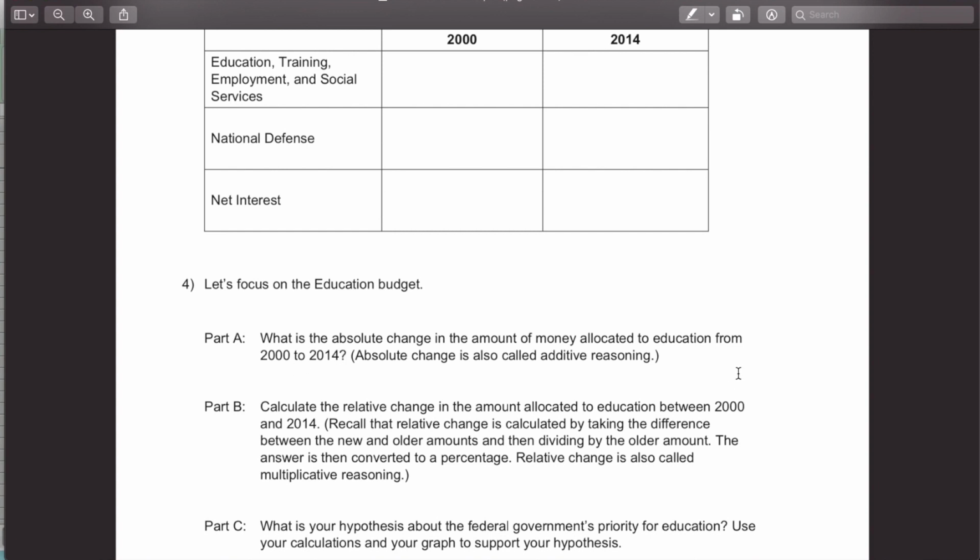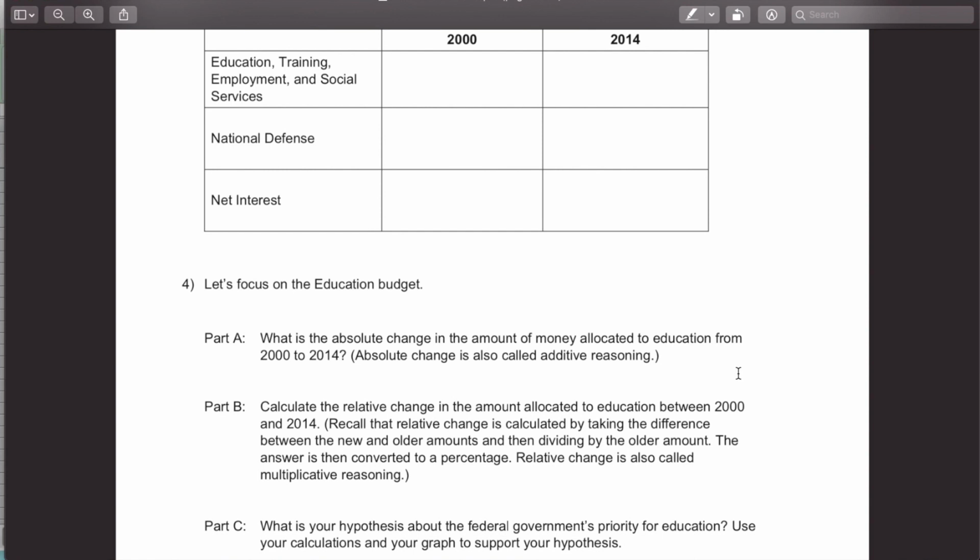So go ahead and find the absolute changes for all these 3 categories in part A and write them down somewhere. But absolute change is not the only way of talking about change. And in some situations, it's not the most useful way. So let me give you an example. Let's say that I have $10 and you have $1,000. And then we both find a $10 bill on the ground.